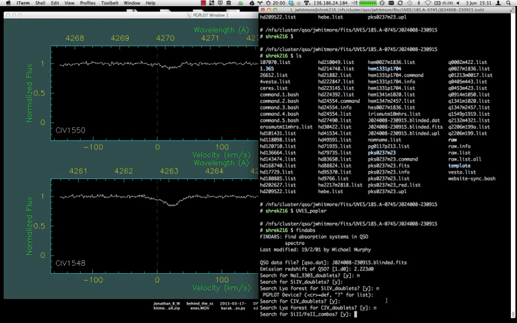So for example, here is a pair of transitions that's common in damped Lyman alpha systems, the silicon and iron combination. Why did you stop the carbon-4 there? Just for sake of time? Just for the sake of time and demonstration. It's not needed to complete the search.